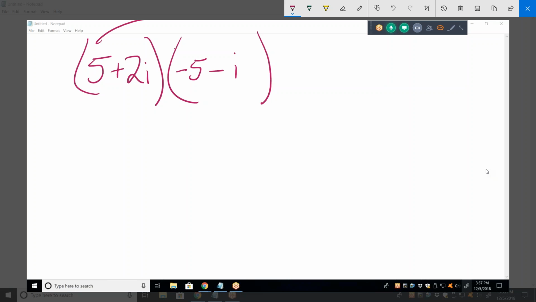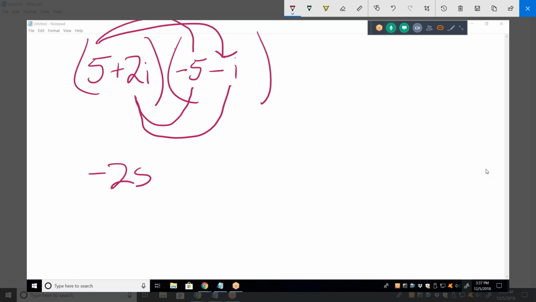In other words, I'm going to multiply that by that. Then I'm going to multiply that by that, minus i. And then I'm going to multiply the 2i times the minus 5. And then I'm going to multiply the 2i times the minus i. Then I'm going to add them all together. So what do you get when you do each of those 4 multiplications? Negative 25.